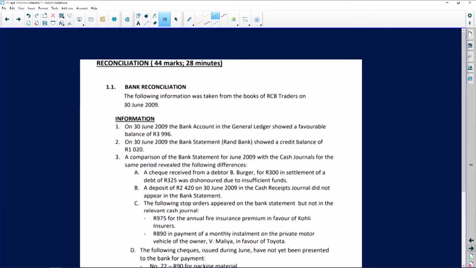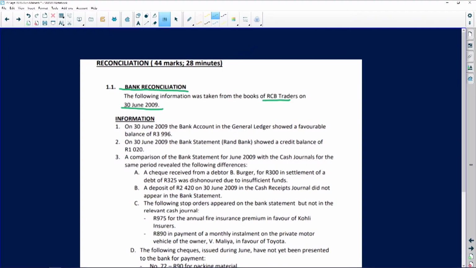So the first question, as I said, is a bank reconciliation. The following information was taken from the books of RCB Traders on the 30th of June 2009. So as you can see, this question was taken from quite an old exam paper, but remember, Bank Recon as a section has not really changed, so it doesn't matter which papers you are practicing from.